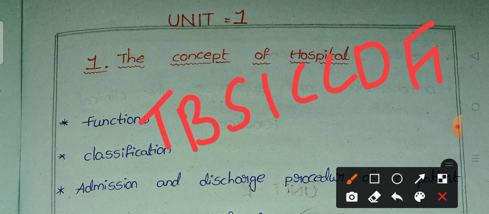This is the syllabus of Primary Healthcare Nursing for the MPHW first year students. T is for hospital, B for body hygiene, S for specimen collection, I for infection control measures, C for common health problems. Next C is care of physically and mentally challenged. D for drug administration and management, F is first aid and referral, E for emergency care. So these are TBS ICCDFE.